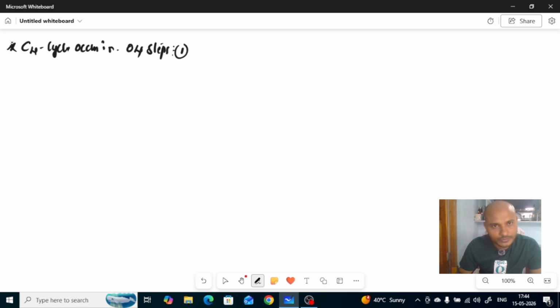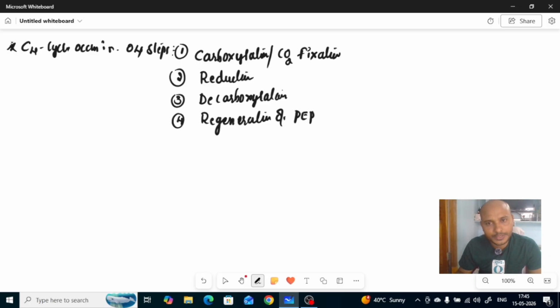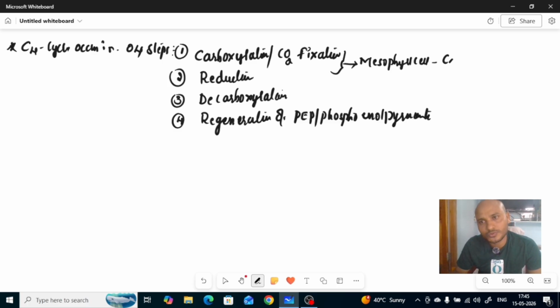They are first carboxylation, also called carbon dioxide fixation, the second step is reduction, the third step is decarboxylation, and the fourth step is regeneration of PEP, that is phosphoenolpyruvate. The first two steps, carboxylation and reduction, occur in mesophyll cells and they follow the C4 pathway. And the last two steps, decarboxylation and regeneration of PEP, occur in bundle sheath cells and they follow the C3 pathway.